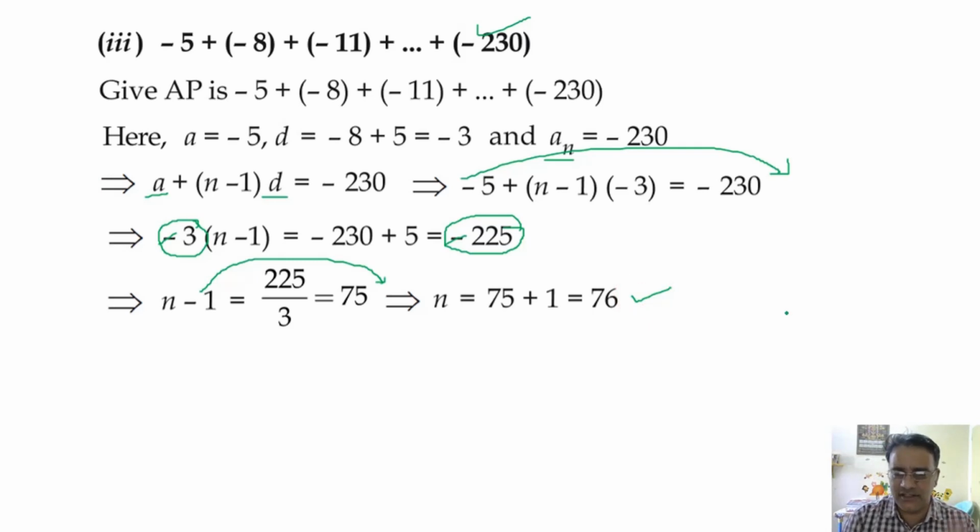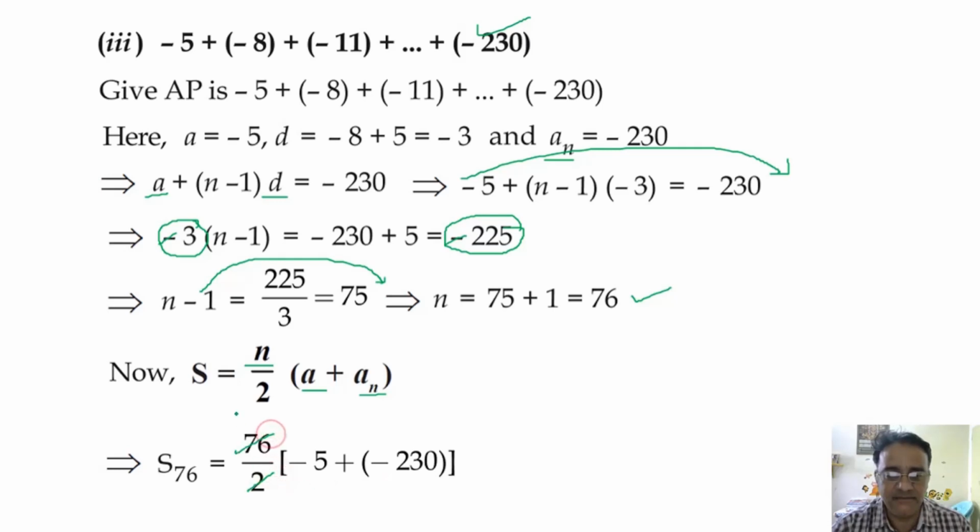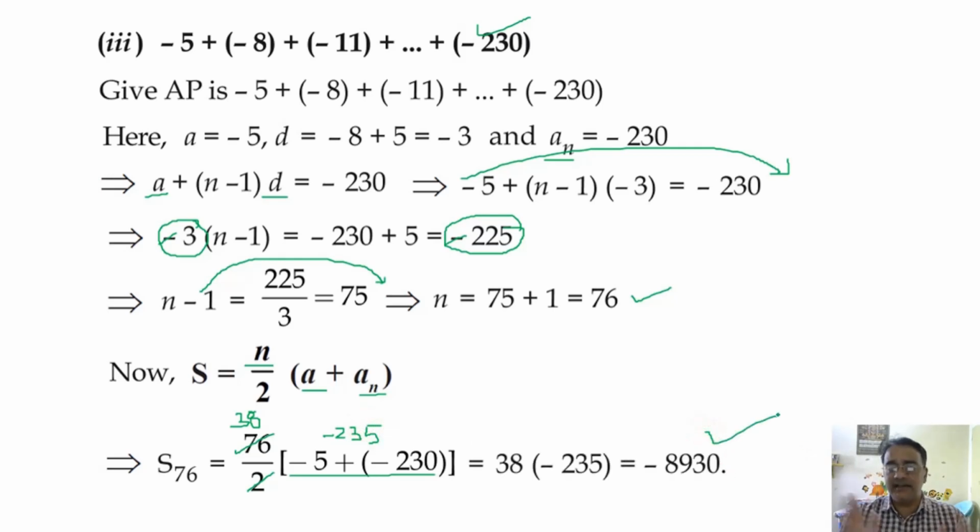Now which formula are we using, the first one or the second one? The second one, that is n by 2 into (a plus an). Substitute the values of n, a and an: 76 upon 2 into (minus 5 plus minus 230). We cancel to get 38, and adding the two gives minus 235. So minus 235 into 38 gives the final answer, minus 8,930. Any doubt?